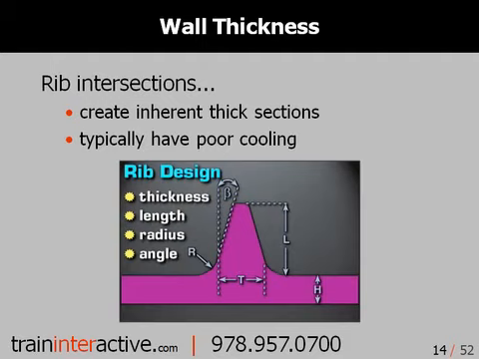For example, an increased radius at the base of the rib or increased draft angle increases the effective thickness at the base of the rib.